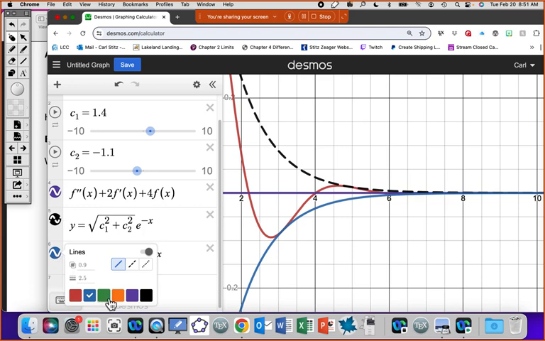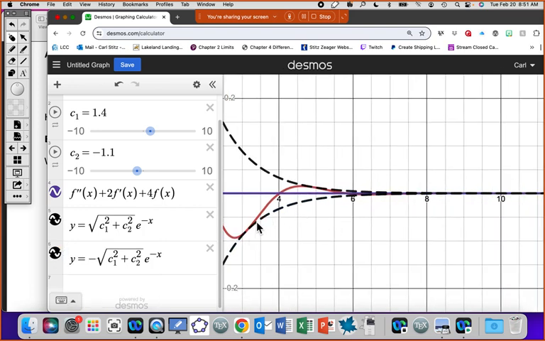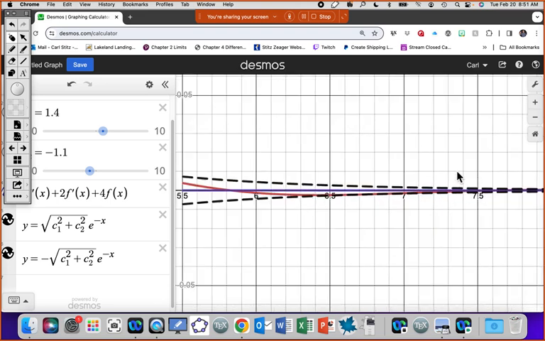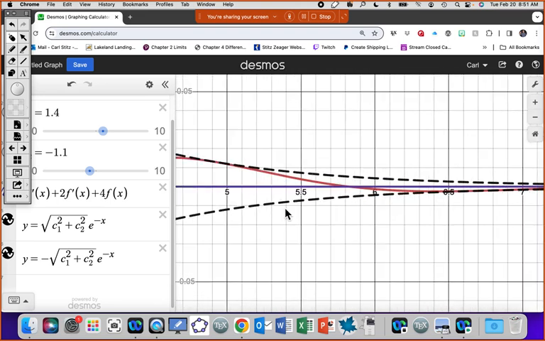And there we go. And now you can see how, so I'll make these all the same color here. And you can now see how this curve is trapped between these two exponentials. So you can actually see the squeeze theorem happening there, right? It's sort of trapped between these two exponentials, okay?